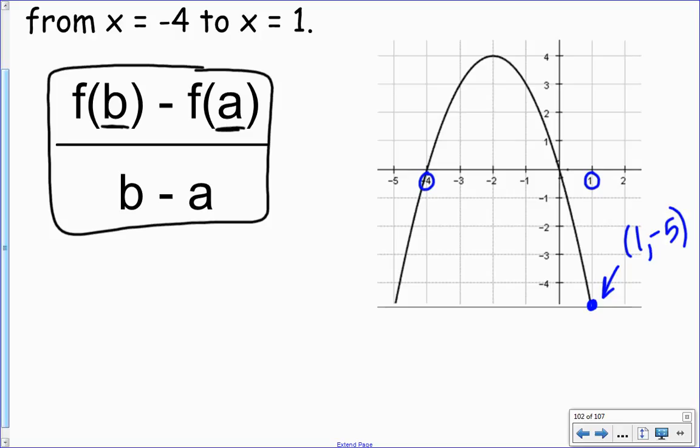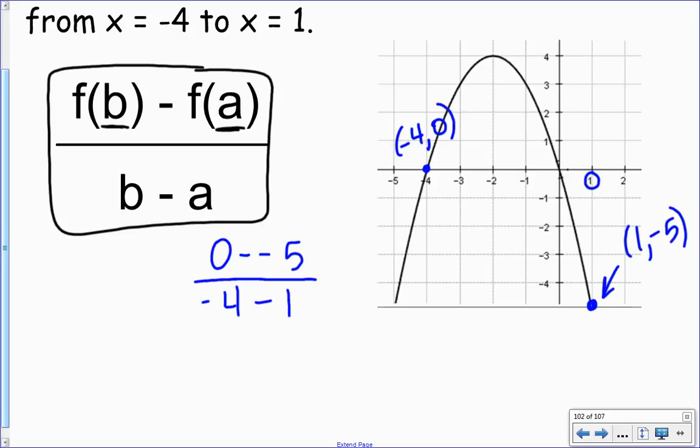The point over here for my negative 4 is right there. It's where it touches my graph, and that is the point negative 4, 0. So now I've got my x's and my y's. I'm going to go ahead and put it in my formula. So 0 minus negative 5 over negative 4 minus 1. And again, I'm going to go math fraction, type that in exactly as I've written it, and hit enter.